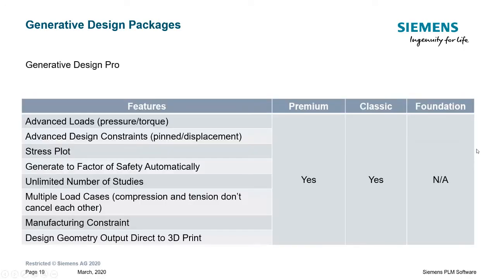This chart shows some of the differences between the Generative Design Standard package and Generative Design Pro. Generative Design Pro features things like advanced loads, advanced design constraints, stress plots, an unlimited number of studies, and also multiple load cases. In other words, compression and tension don't necessarily cancel each other out. It also supports the manufacturing constraint dialog that you saw, and the design geometry can be output directly for 3D printing or editing.